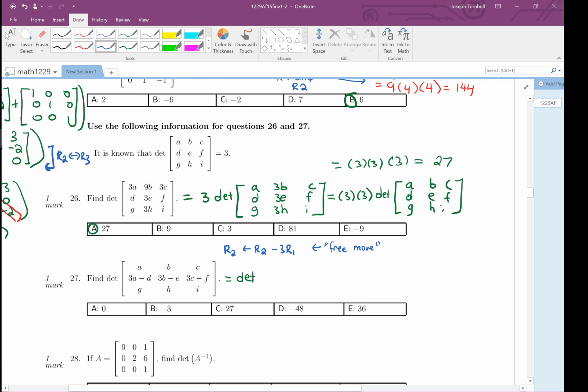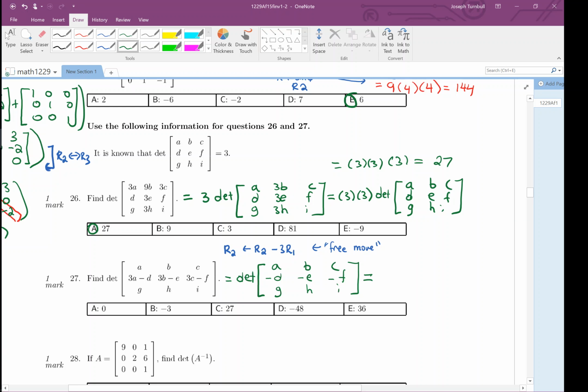Swapping a row or swapping a column introduces a minus sign. Common factoring brings a number out front. And doing this operation, replacing a row with itself plus or minus a multiple of another row, does not change the determinant. Alright, so the top row stays the same, we didn't do anything. Then row 2, we had 3A minus D and then minus 3A, so that's negative D. The same thing happens, negative E, negative F, and then G, H, I.